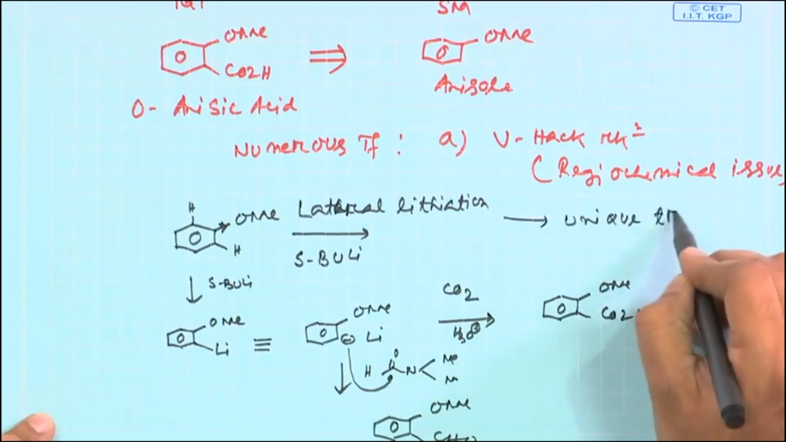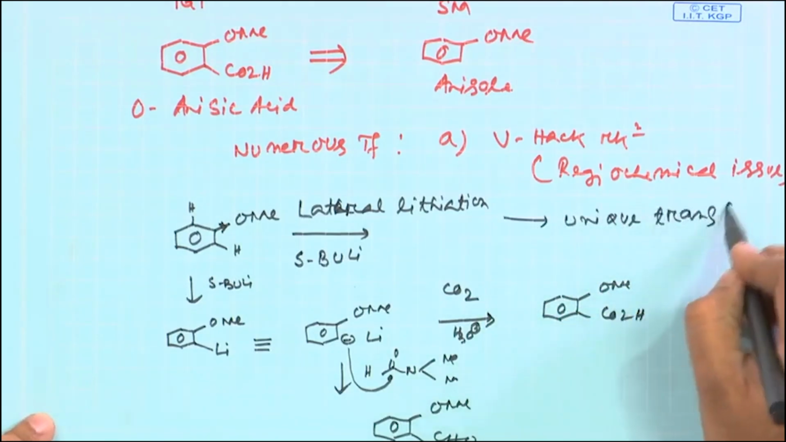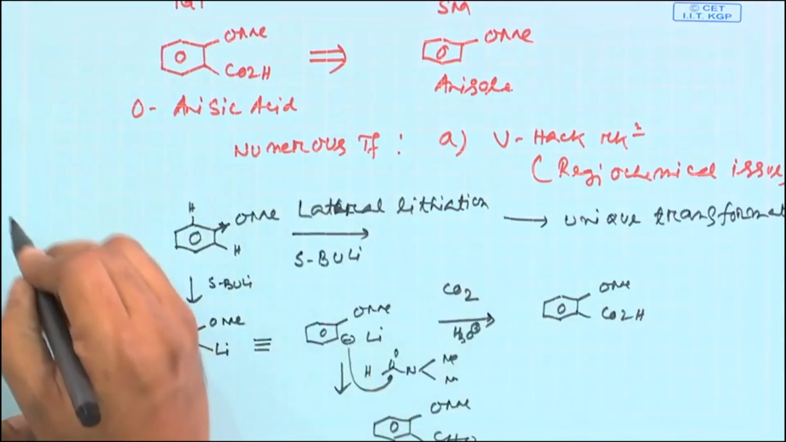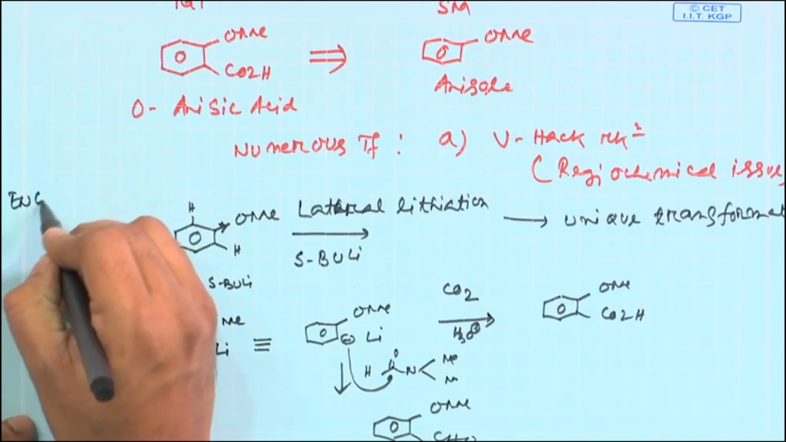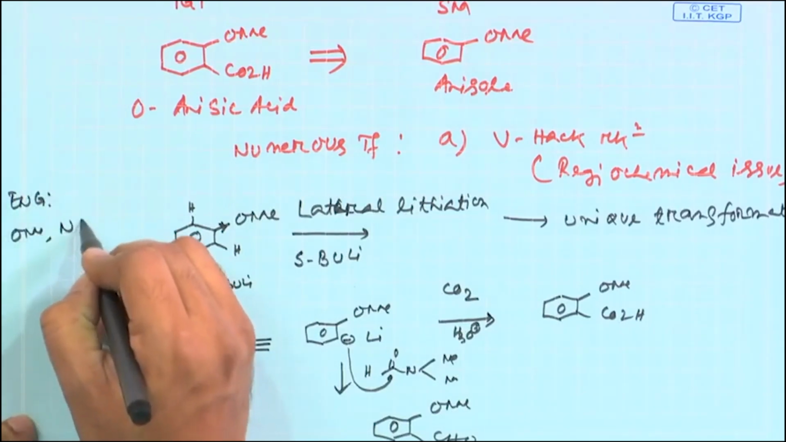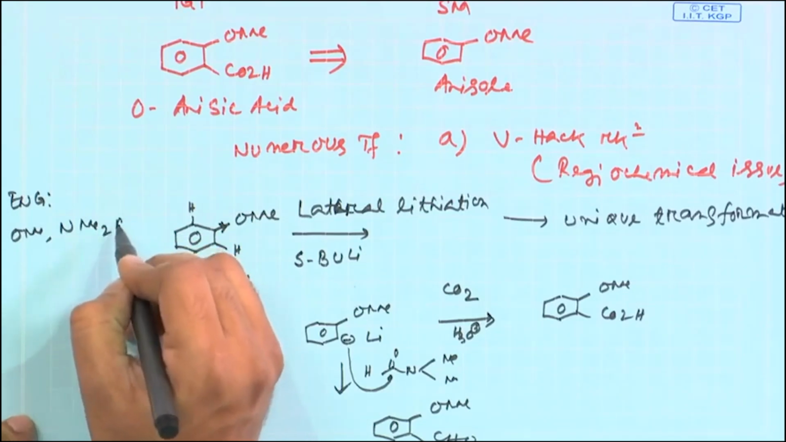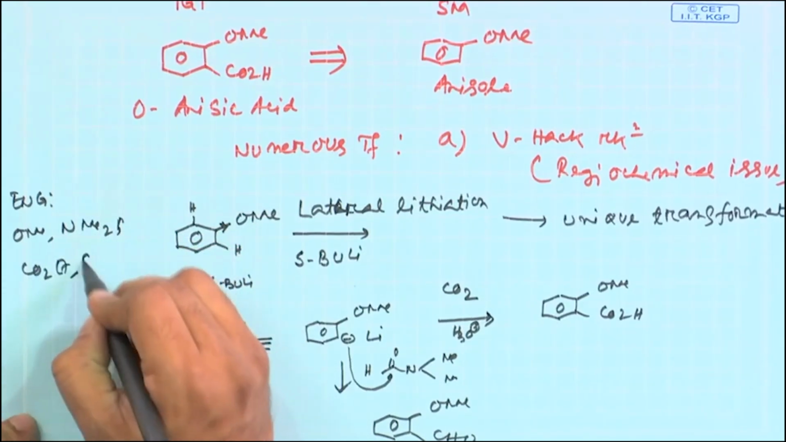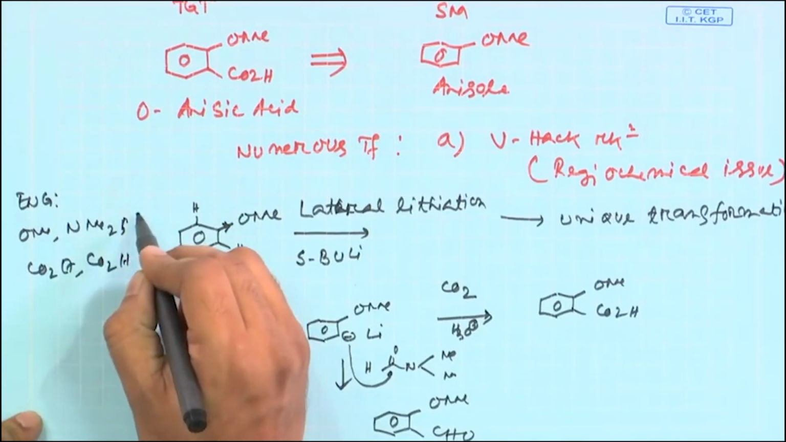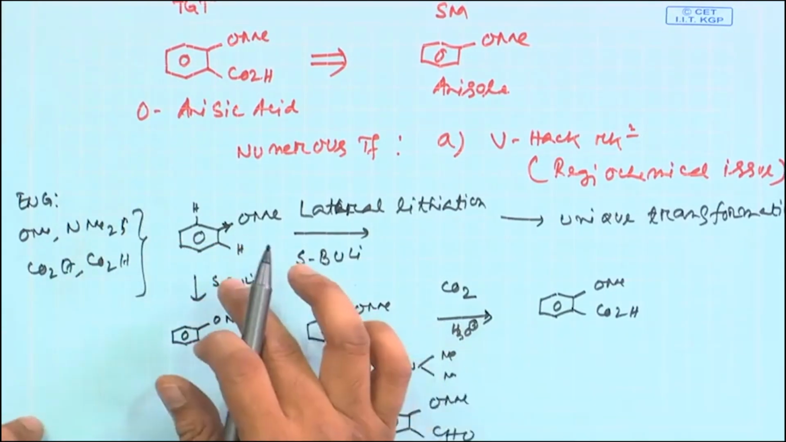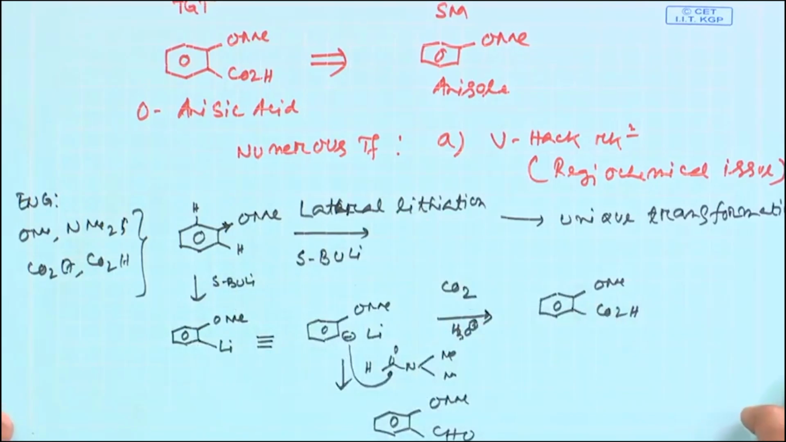Now this particular lateral lithiation is a very unique transformation, and it will help you to functionalize the aromatic nucleus. Groups like OMe, NMe2 or NR2, CO2Et, CO2H, those are essentially required to activate the aromatic nucleus, and then you can do a lateral lithiation.